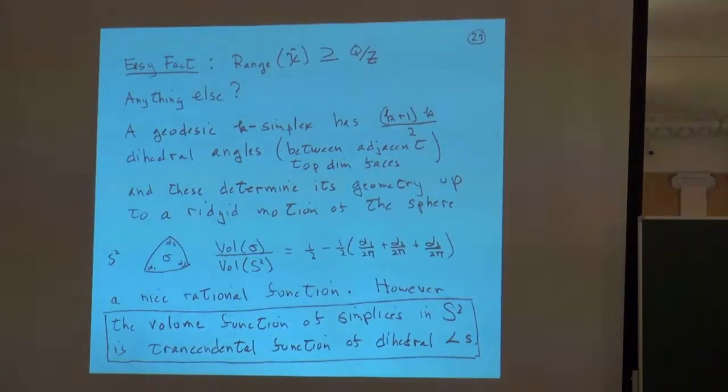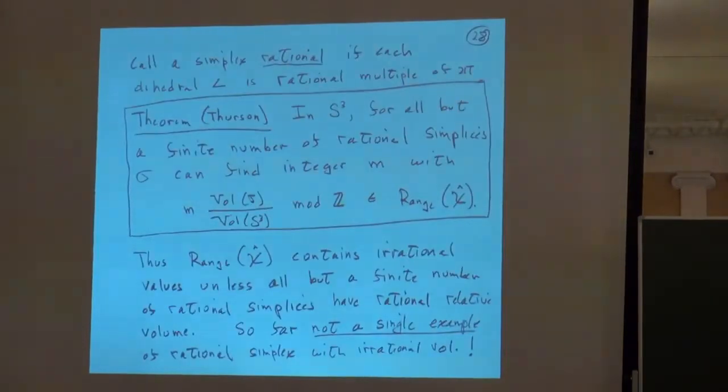We'll call a simplex rational if each dihedral angle is a rational multiple of 2 pi. So let's look at rational simplices. As we saw before, a rational simplex on the two-sphere has a rational fraction of the volume of the two-sphere. But what about the three-sphere? So here's a theorem that's due to Thurston.